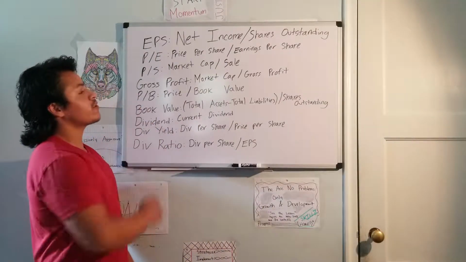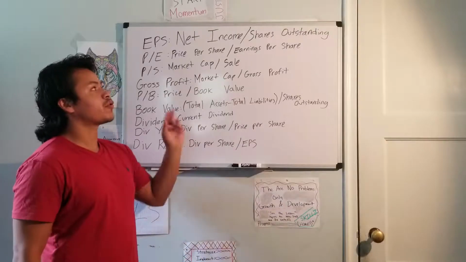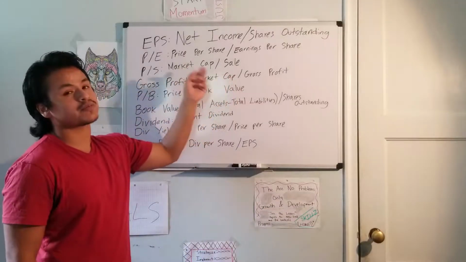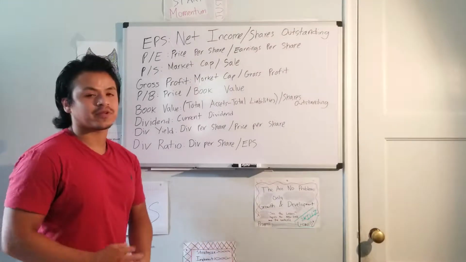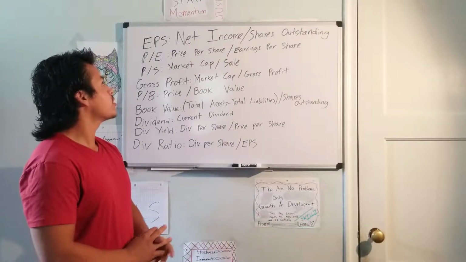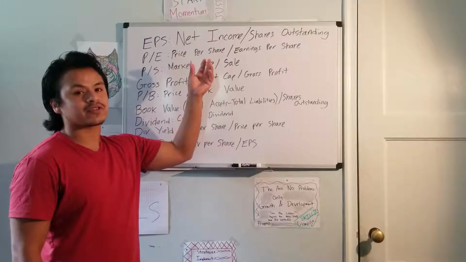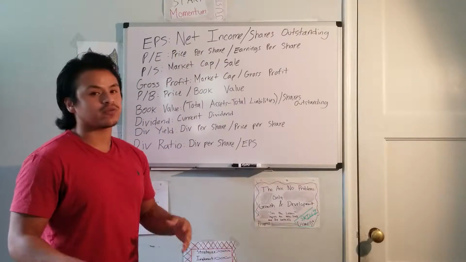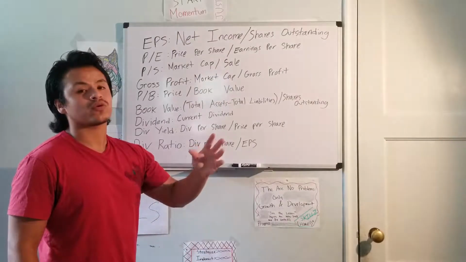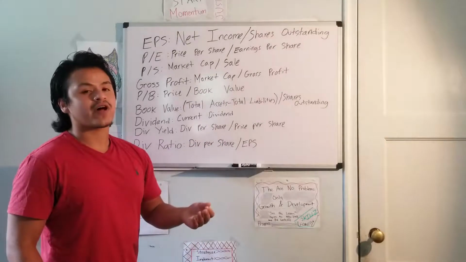Second, the PE ratio. The PE ratio is the price per share divided by the earnings per share. That's how we determine if something is overvalued or undervalued. You take the price of whatever stock you're looking at and divide it by its EPS. That tells you what value it has, whether it's growth potential or maybe overvalued.